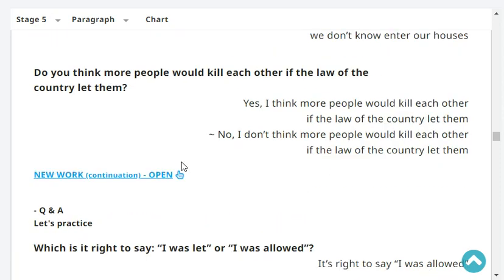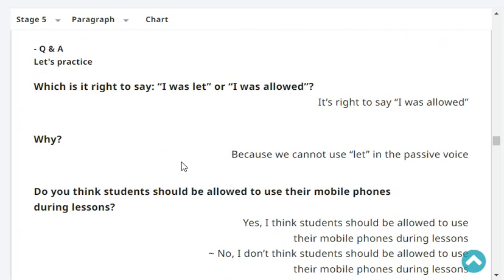Right. Do you think more people would kill each other if the law of the country let them? Yes or no? Yes, I think more people would kill each other if the law of the country let them. Which is it right to say, I was let or I was allowed? It's right to say I was allowed.